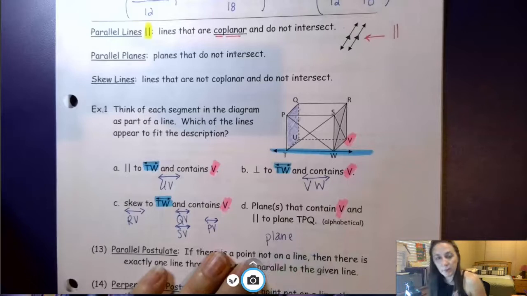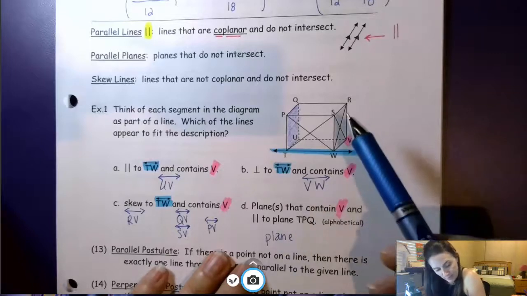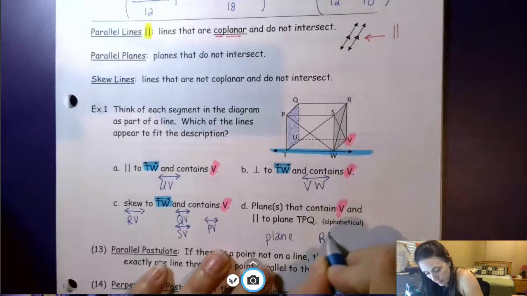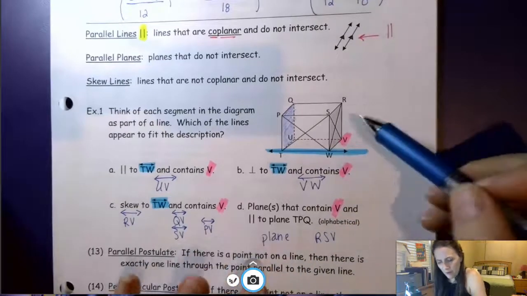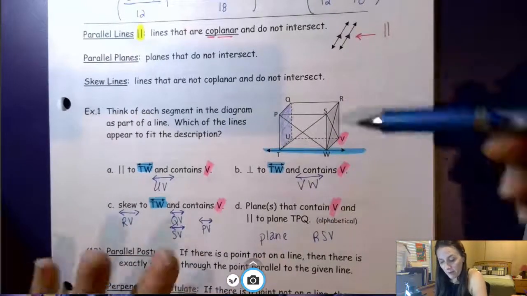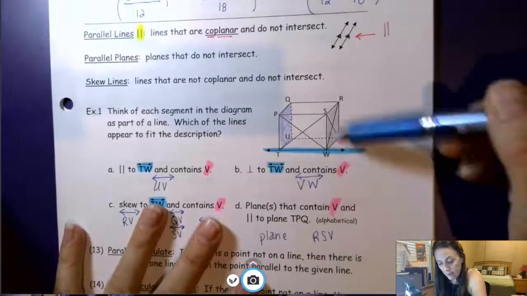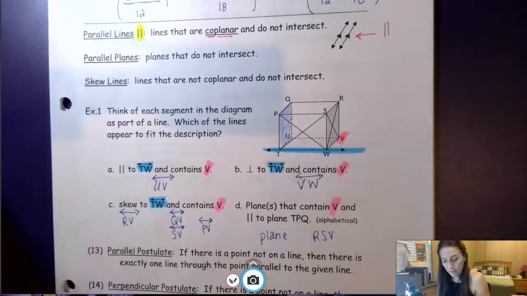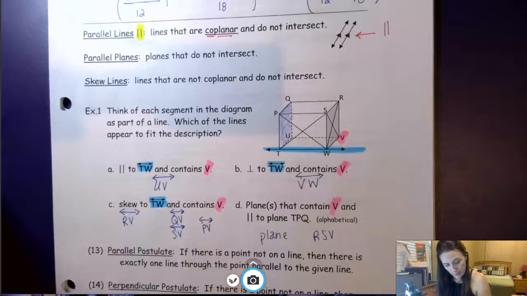Anytime I name a plane, I name it with 3 points. I want it to be alphabetical on that plane. So it may not be in order. It's going to be RSV, which is hard. Like you want to say RSW or SRV. But if I'm naming it alphabetically, R, S and V comes first. And even so, it doesn't matter. They don't have to go in order on a plane. So RSV is going to work.